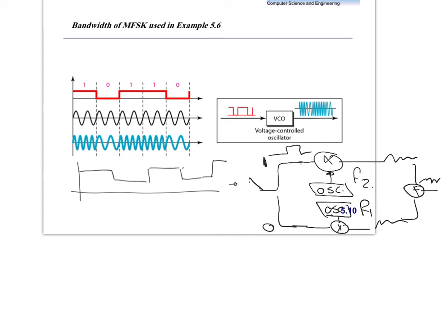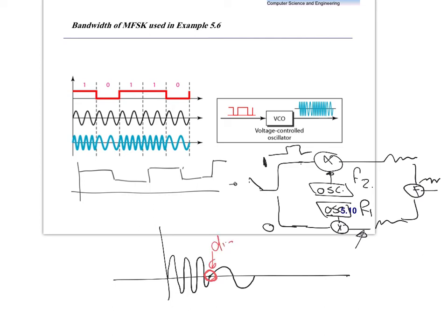We could do that. In practice, we don't do this. Why? This will generate a signal that looks like this. For 1, it will be a very high frequency, like this. For 0, it will be a low frequency that looks like this. What is the problem here? The problem is here. There is some discontinuation.